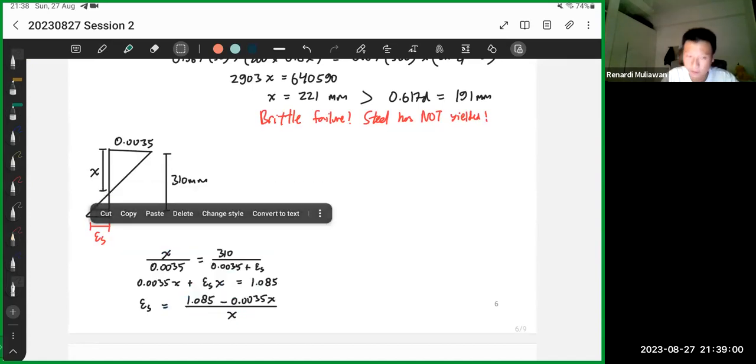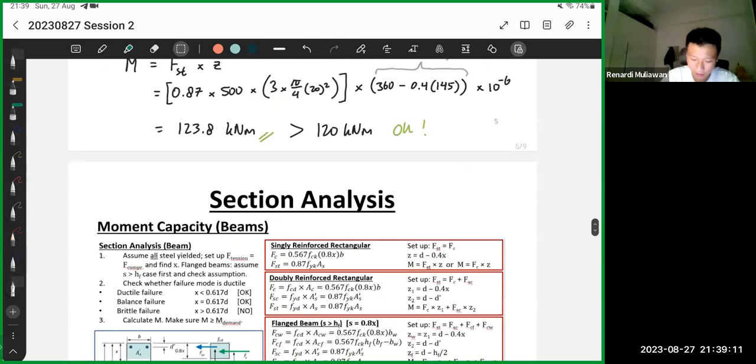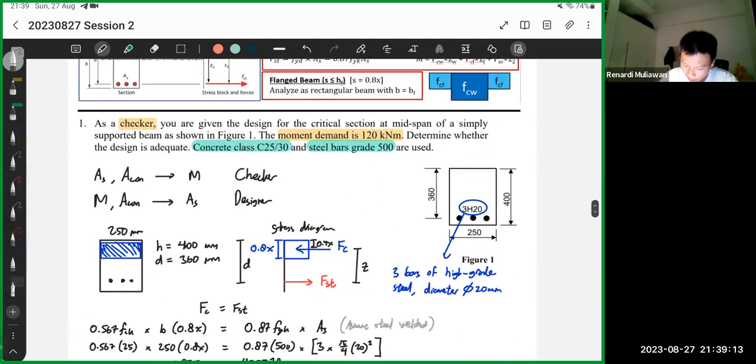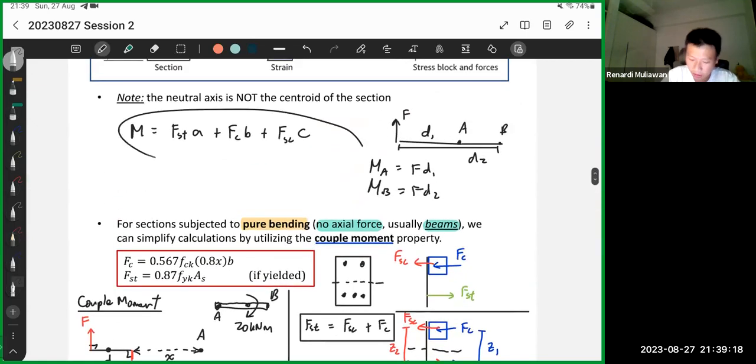That's why it's important for me to convey the basic principles first, so you won't get confused during columns. If you know this, columns are easy. It's just like what you did. For columns, you just need to take moments about the centroid.